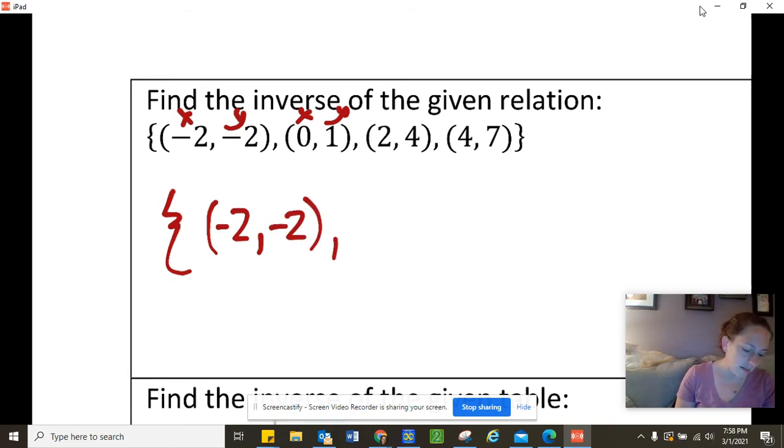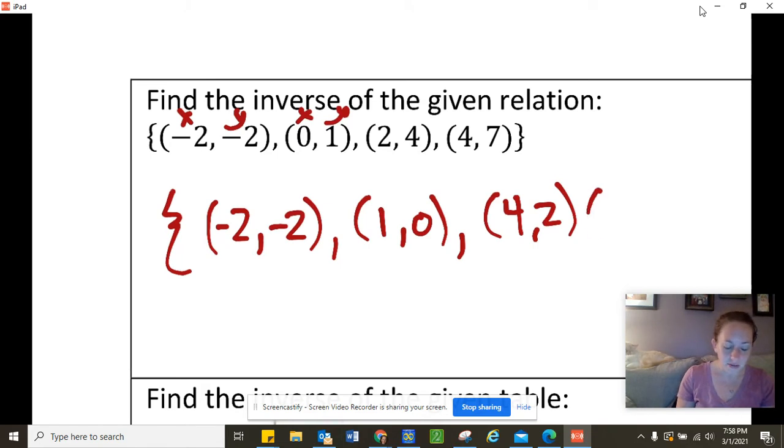But for the second one, I'm going to flip them. Instead of 0, 1, it is now 1, 0. Instead of 2, 4, I'm going to put 4, 2. Instead of 4, 7, I'm going to put 7, 4. See? Super easy. Totally awesome.